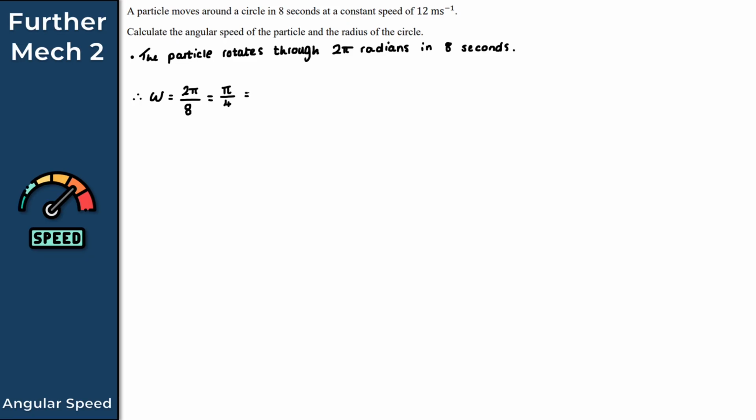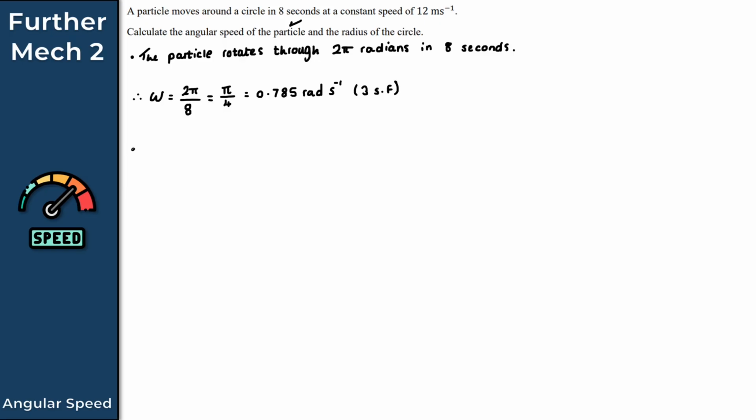If we give this to 3 significant figures, what we get is 0.785, and don't forget your units as well, of course. So 0.785 radians per second, to 3 significant figures. And that gives us the first part. What we've just done is found the angular speed of the particle. I'll give that a tick. We've completed that part.